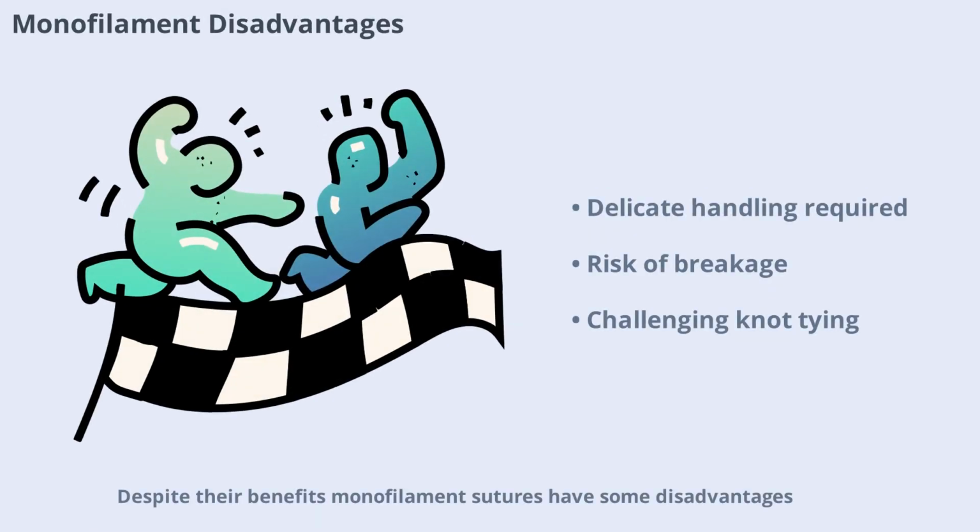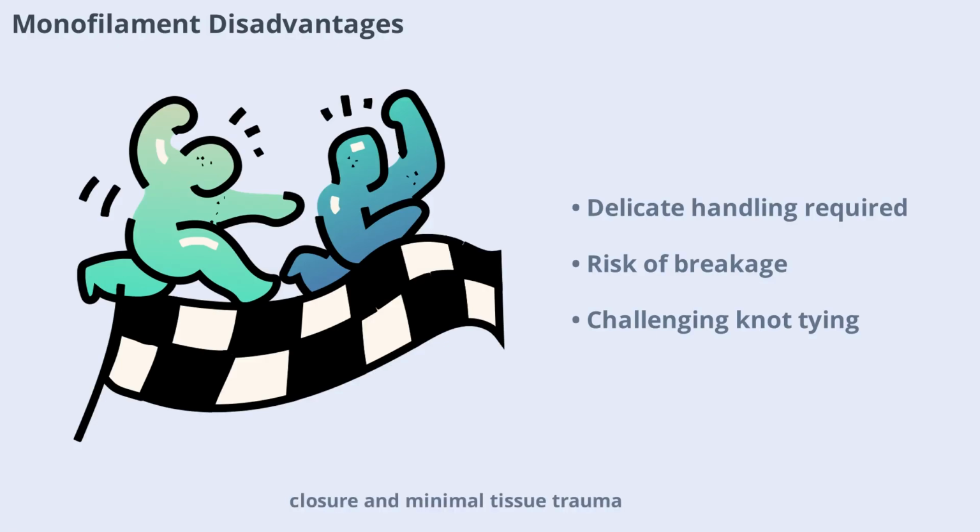Despite their benefits, monofilament sutures have some disadvantages. They must be handled delicately, as stretching or nicking can lead to breakage. Their lack of flexibility can make tying knots more challenging, and any damage to the strand compromises its strength. Surgeons must weigh these factors when choosing monofilament sutures, especially in procedures requiring secure closure and minimal tissue trauma.